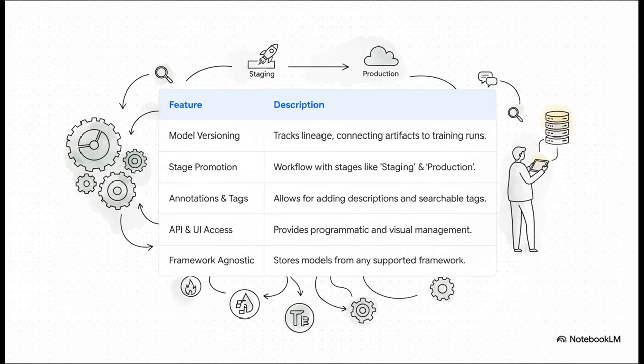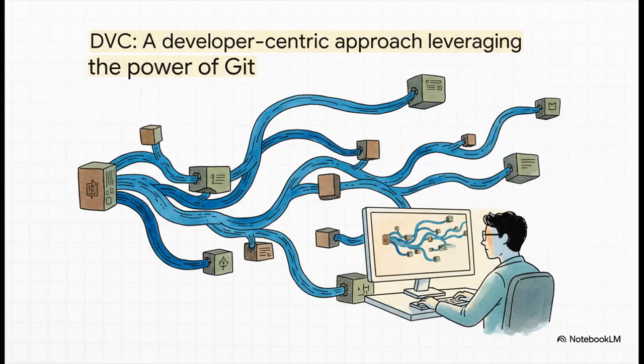It doesn't care if your model is from PyTorch, TensorFlow, whatever, it'll store it. And it has both a nice UI for people and a powerful API for automation. But MLflow isn't the only game in town. There's a totally different way to think about this, and it's a game changer for teams that basically live and breathe Git. It's called DVC, or Data Version Control, and it takes a very developer-first approach.